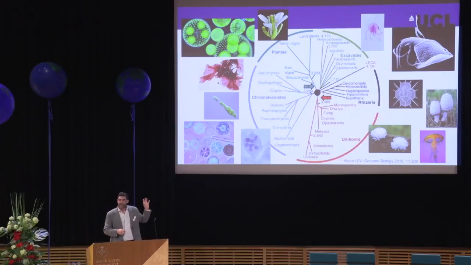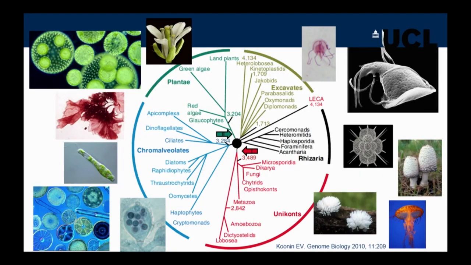We can see part of the answer from this tree of life. This is just eukaryotes in this case. So these are the cells I'm talking about with a nucleus. And I like this particular slide from Eugene Koonin from a few years ago now because it's got a black hole, it looks like a black hole to me, right at the center of it.